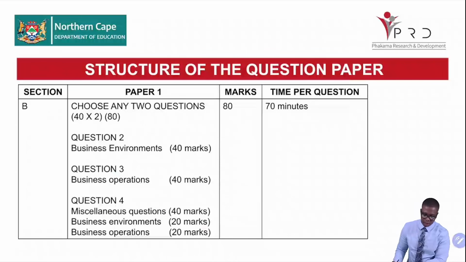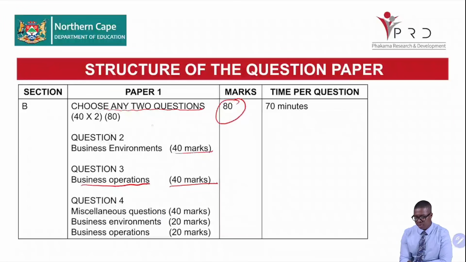Then we have section B. In section B, obviously our focus will be on business operations, but the instruction is: choose 2 questions, and each question is allocated 40 marks. Therefore, the total mark for section B is 80. Mastering section B helps you obtain your distinction, because if you get 70 or 75 or 80 out of 80 in section B, already you have obtained a good mark, and section A will boost you as well. It can push you to a distinction.